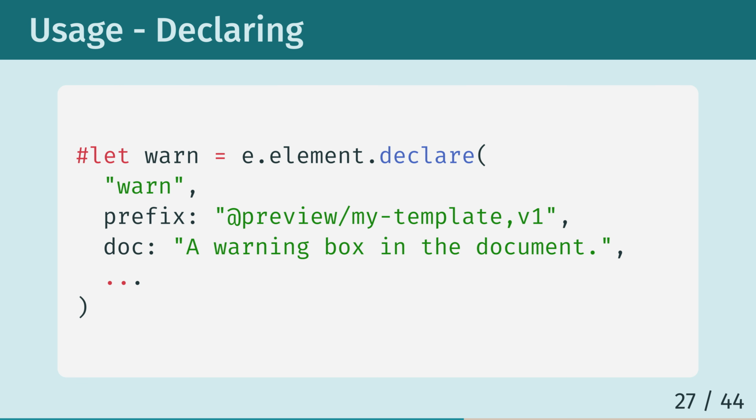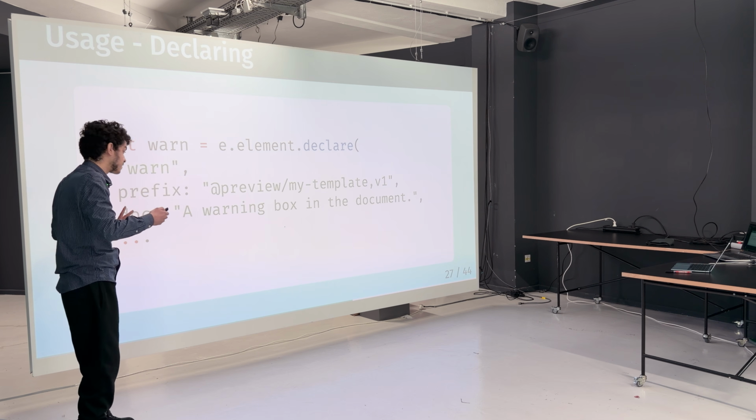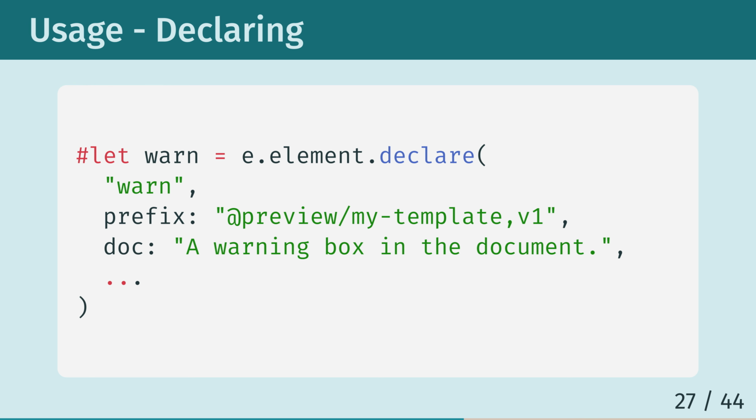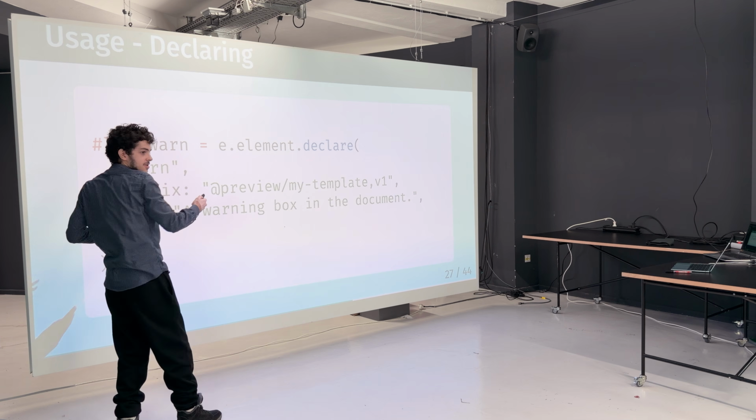So the first step is to declare an element. So instead of creating a function, use this function to declare. And you basically have to give a name, right? The name is the main thing about the element. You give a name to a part of the document. You have to give it a prefix. This disambiguates these elements from other elements from other packages with the same name. So this is your package name. You might have some documentation.